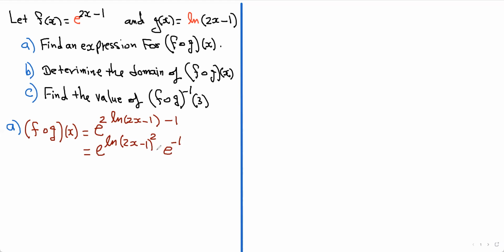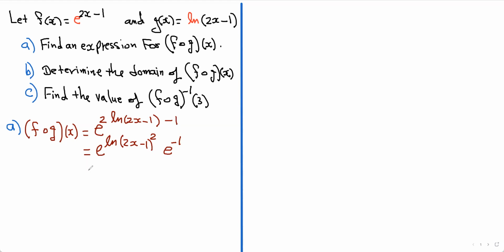Now, some of you would ask me, how did you get that? Well, the laws of exponents say if you multiply the same bases, which is e, you add their exponents. So that's how we got rid of the -1 and made it e to the -1, because if we multiply these two, I'd have e to the power of all of this plus the -1.